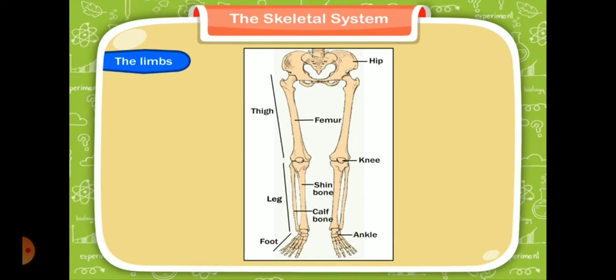The foot contains many small bones. The bones of the lower limbs are the heaviest, largest, and strongest bones in the body, because they bear the entire weight of the body when a person is standing in an upright position.